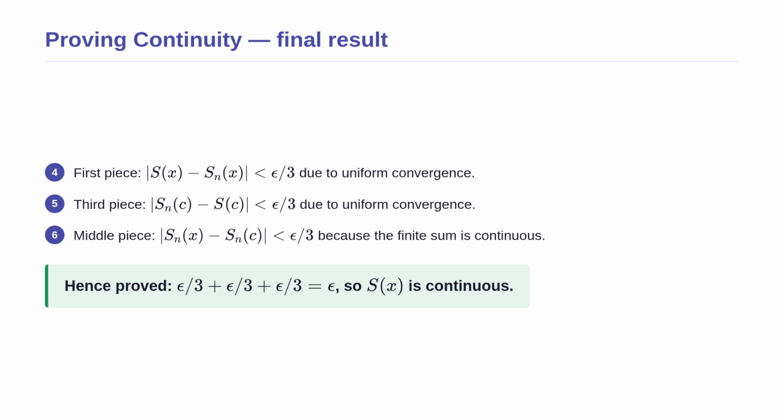The first and third pieces represent the gap between the infinite sum and the finite sum at different points. Because the series converges uniformly, we can make both of these gaps strictly smaller than epsilon divided by 3 for all points at once. The middle piece is the gap between the finite sums. Because the finite sum is already known to be continuous, we can make this gap smaller than epsilon divided by 3 just by keeping x close enough to c. Adding these 3 tiny gaps together gives us exactly epsilon. We have successfully proven that the sum function is continuous.